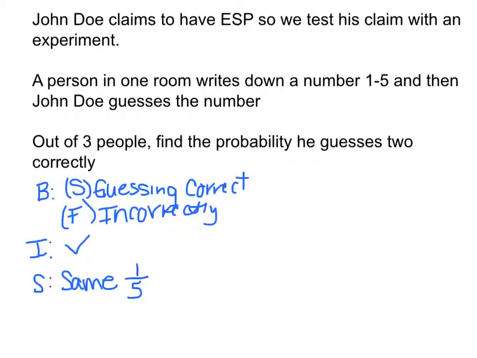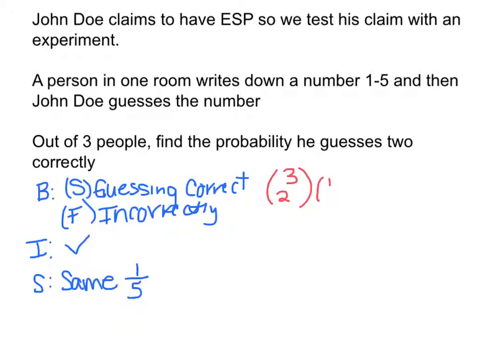We're going to start with n, which is the number of trials. The number of trials is, out of 3 people, find the probability he guesses 2 correctly. And he writes down, so our trials is 3. K, successes. We want to know 2 successes, how many times is that possible?